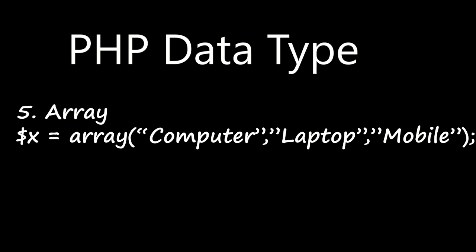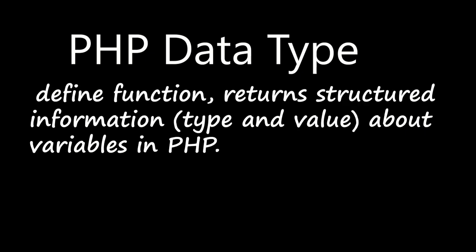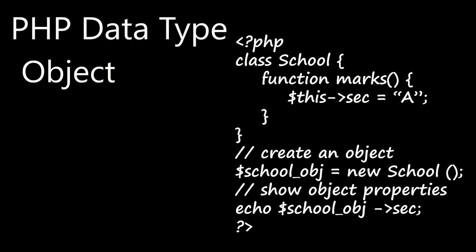Okay, next one is var_dump. This function is used to dump the information about a variable. This function displays structured information such as the type and value of the given variable. Here, arrays and objects are explored recursively, with values indented to show the structure. Next we are going to see about object.